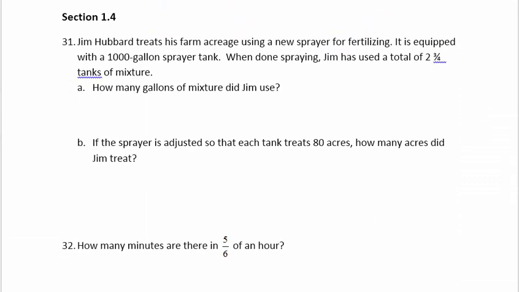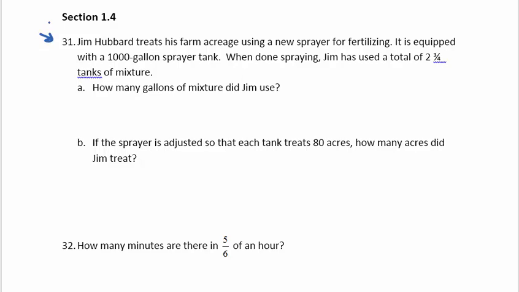All right, taking a look now at section 1.4. First question I usually answer in section 1.4 is question 31. Jim Hubbard treats his farm acreage using a new sprayer for fertilizer. So you want to stop right there. You see the farmer, Jim Hubbard, he's out there spraying stuff all over the field and fertilizer. I'm sure you've driven past that before, so you've got a good visual on that.